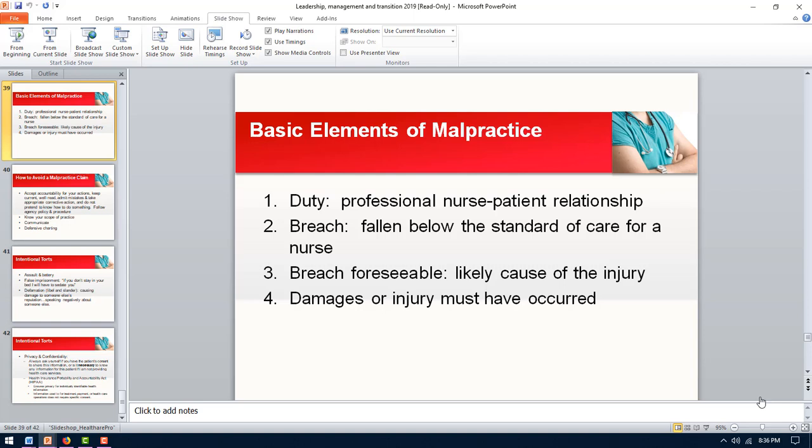And then damages or injury, they must be able to prove that there are damages or there is an injury that occurred because you did not put a gait belt on that person, or because you gave them too much, I don't know, Lasix, whatever. But they have to be able to prove that there was a damage to them or an injury.